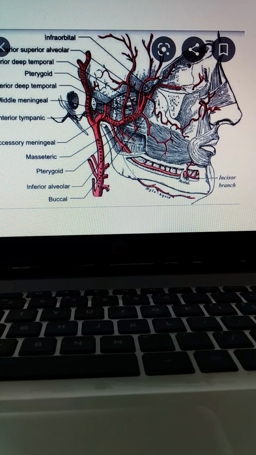It goes inside the skull via the foramen spinosum. You have three main foramina there: the foramen ovale, foramen rotundum and foramen spinosum. The foramen spinosum is the one that lies near the spine of the sphenoid. Via it, it will enter the skull and go to the middle cranial fossa.